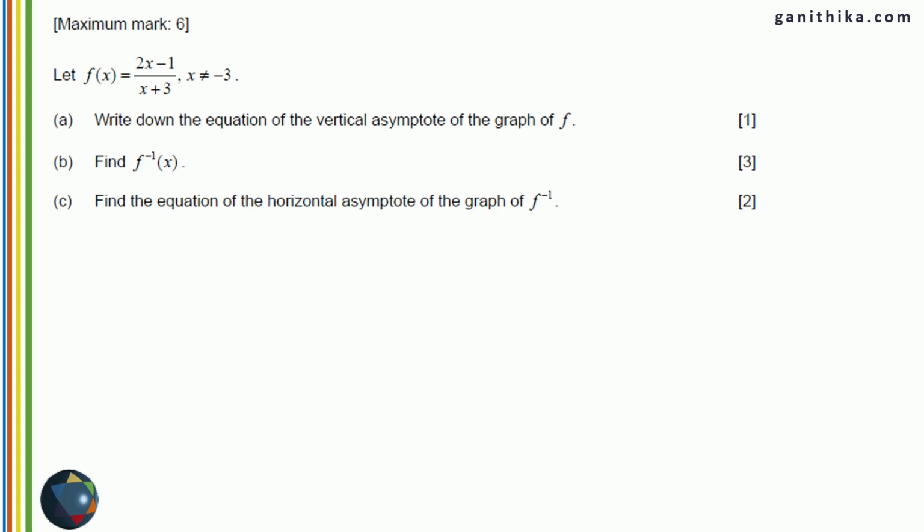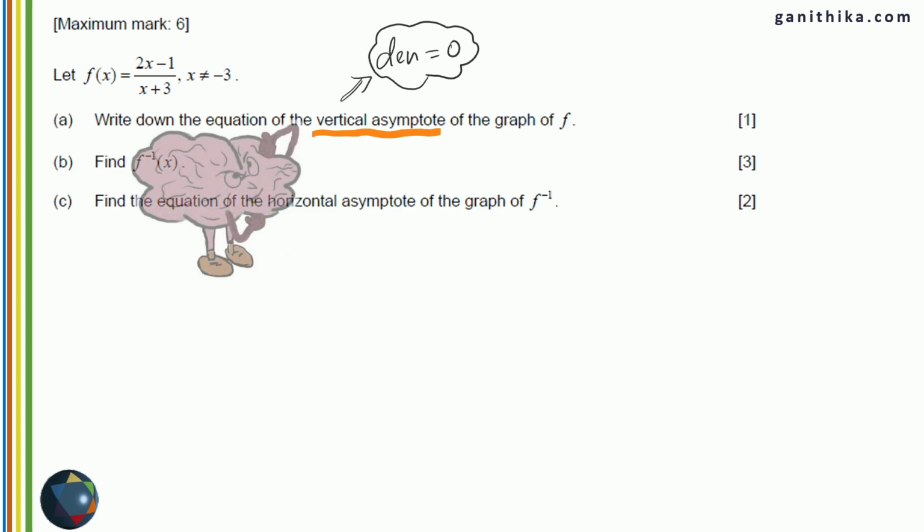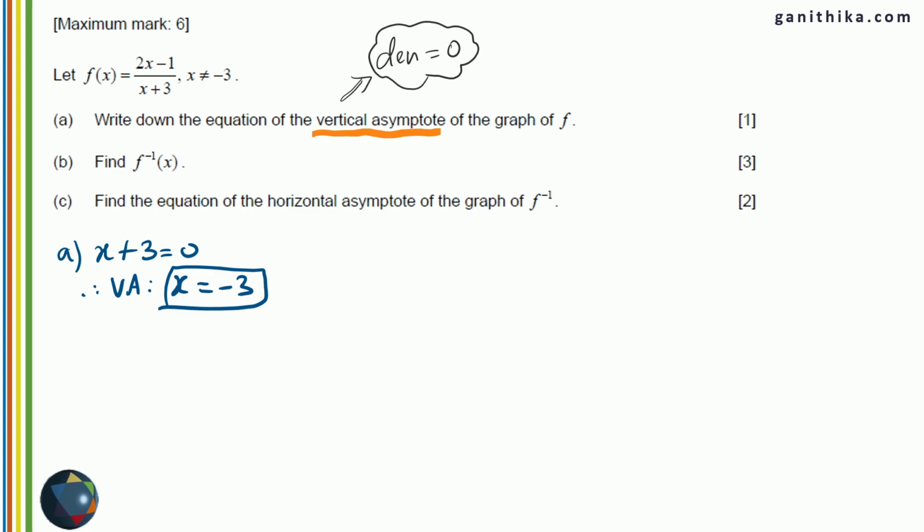f of x is equal to 2x minus 1 over x plus 3. It is a rational function. Now we have to give the vertical asymptote of the graph. You know that for a vertical asymptote, the denominator is equal to 0. So for that, we have to make x plus 3 in the denominator equal to 0, which eventually gives you x is equal to minus 3. Remember, a vertical asymptote should be an equation.